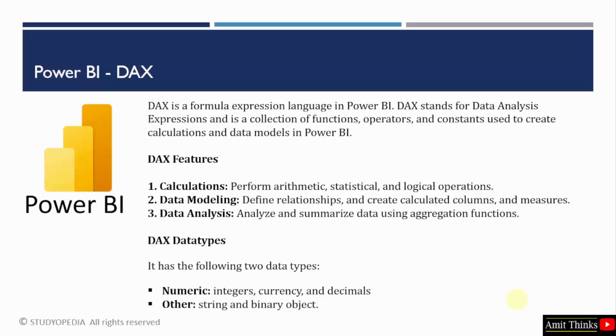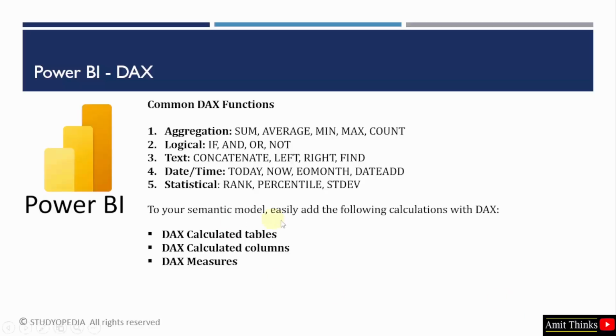DAX enables you to create custom calculations in Power BI. Okay, it includes your calculated columns concept. The common DAX functions are the following, like you must have seen these functions before also. For logical, we always have if, and, or, not. Aggregation, sum, average to find the average, to find the sum. Date, time. Text. Okay, text includes our concatenation and other such functions.